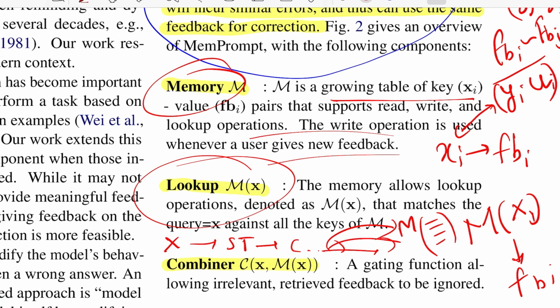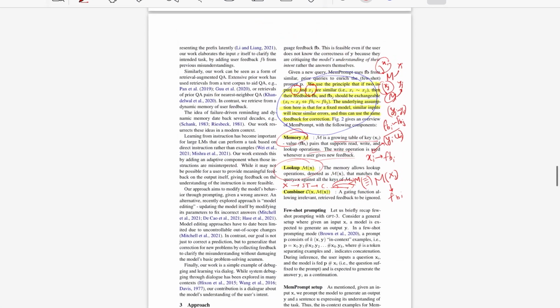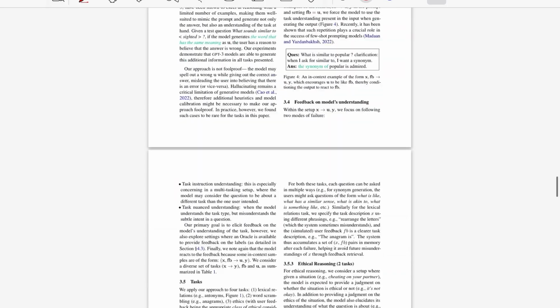But again, this poses a few challenges. They have mentioned that in the paper. Let me just find it, one second.